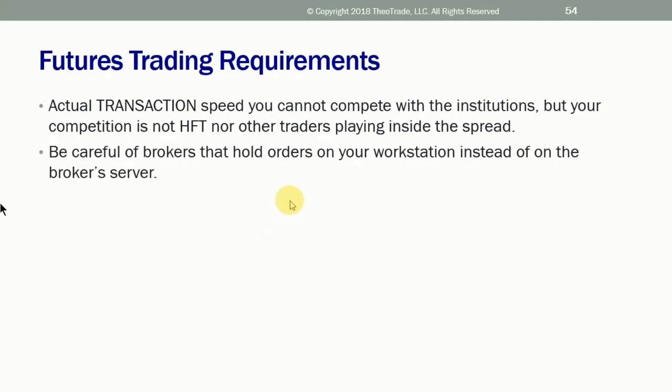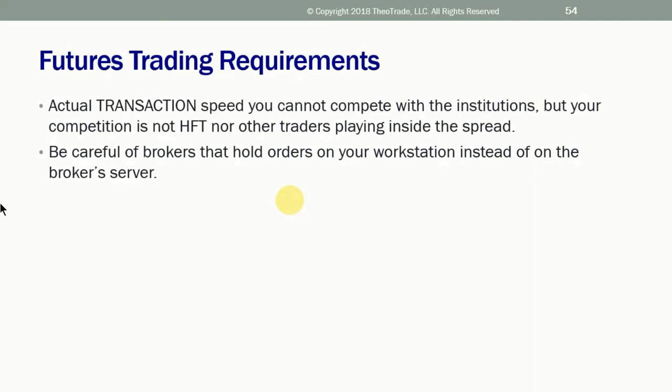So be careful of brokers that hold orders on your workstation instead of on the broker's server. I had this happen to me several times in the past where I would be holding an order on my workstation through the software, and the order's managed on my workstation. And I'd either lose connectivity, the workstation would freeze. This is back in the 32-bit days where we're on Windows XP or some type of beta of Windows 7 or something like that, right? We were stressing out the machines. We could only address 4 gigabytes of RAM, those kind of things.